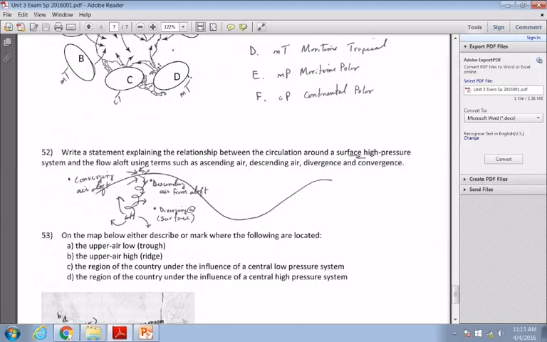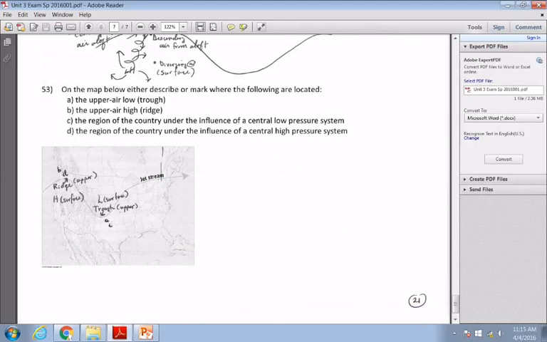Then this last one here was 3 points. And this one got a little confusing to grade, but I think this was a homework.